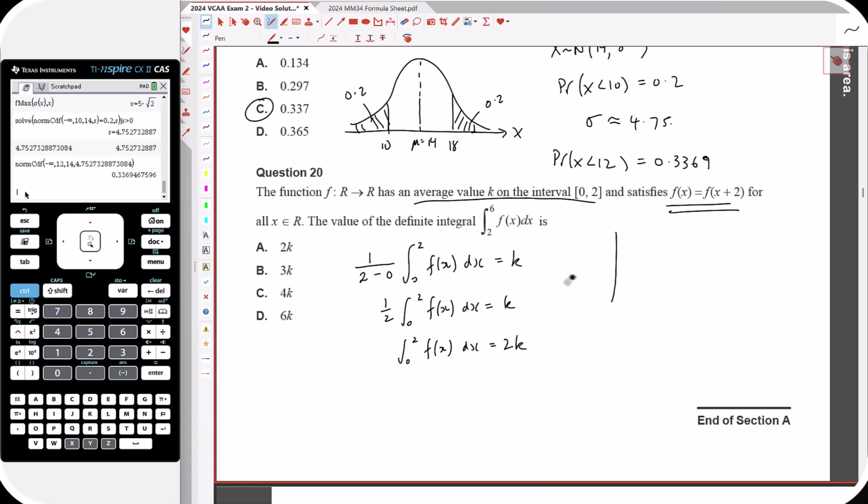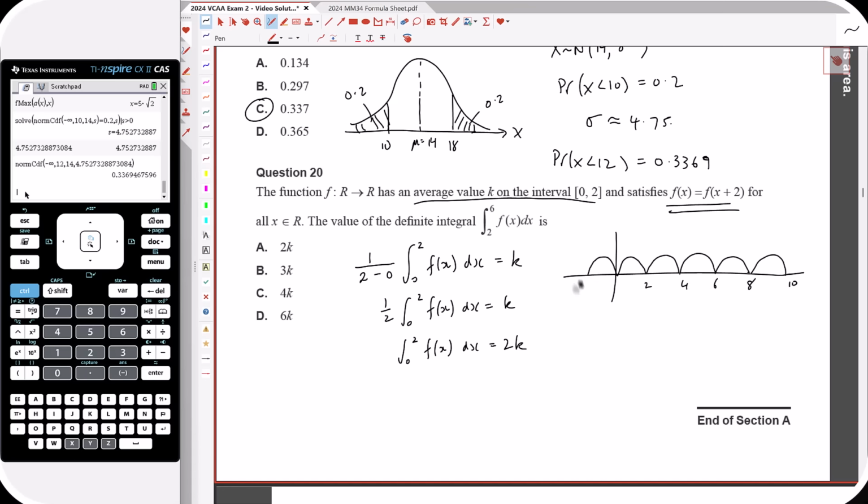Okay, so what we're saying here is whatever's happening here, when we translate to the left by 2, we still get the same graph again. So for example, but for all x values, and this function has a domain of R. So it must be doing something like this, where whatever it is, it doesn't have to look like this.